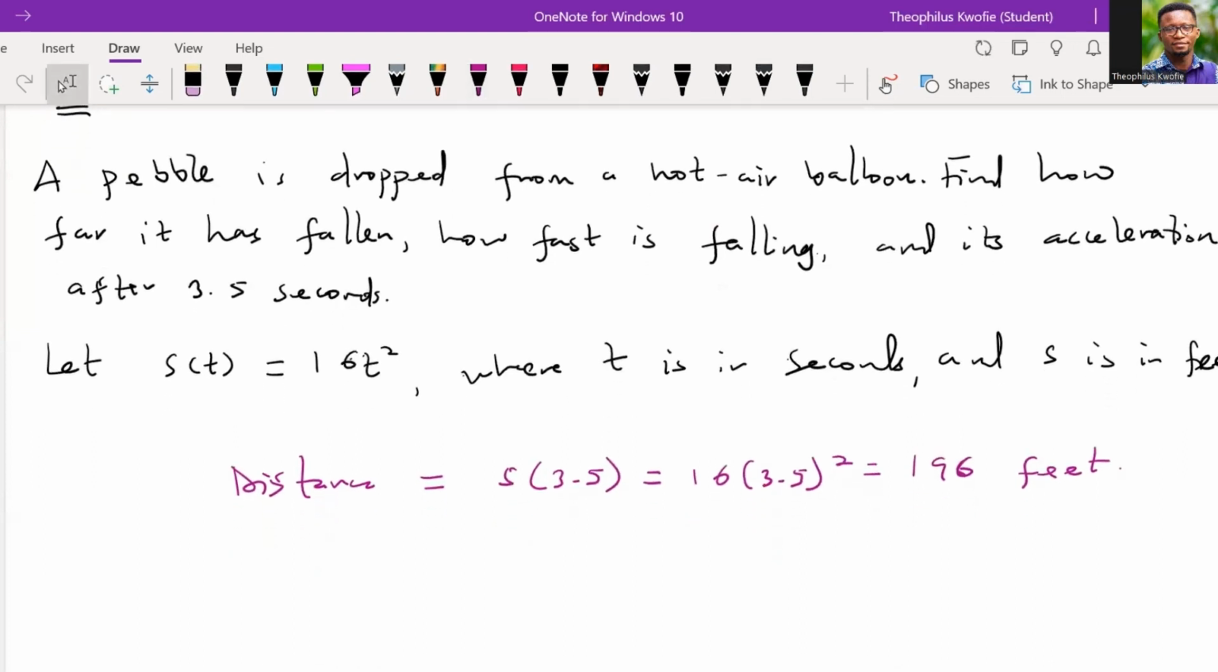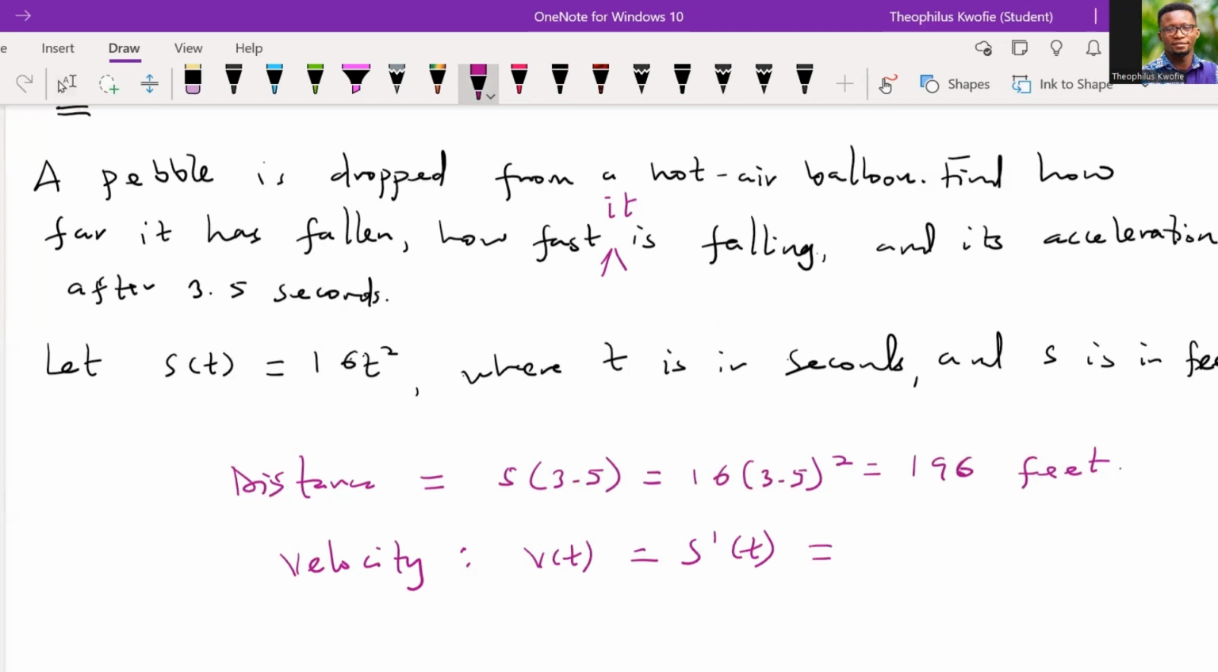And then the next question is, how fast is it falling? What does it mean, how fast it is falling? We're looking at the rate at which it is falling with respect to time, which has to do with velocity. How fast it falls means we're talking about the rate of change, and that has to do with velocity. So our velocity, we said, is just going to be the first derivative of the position function.